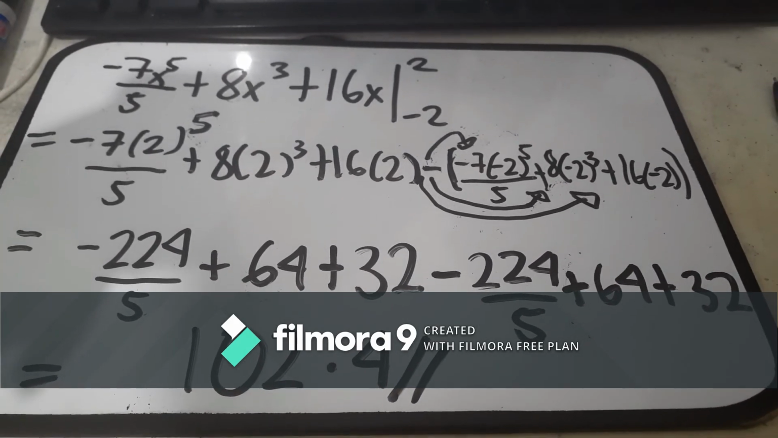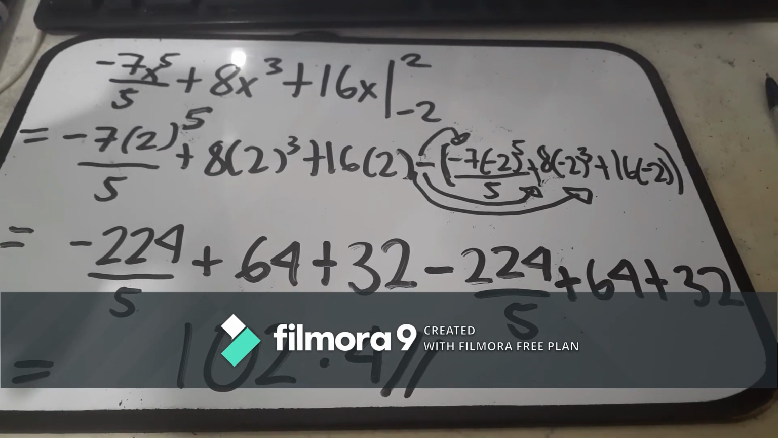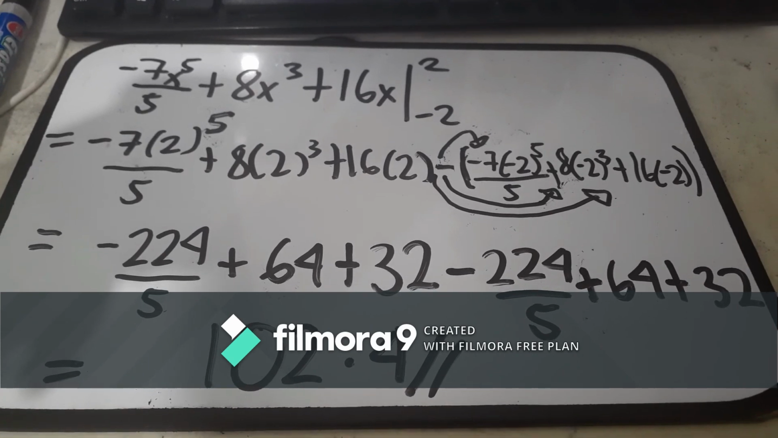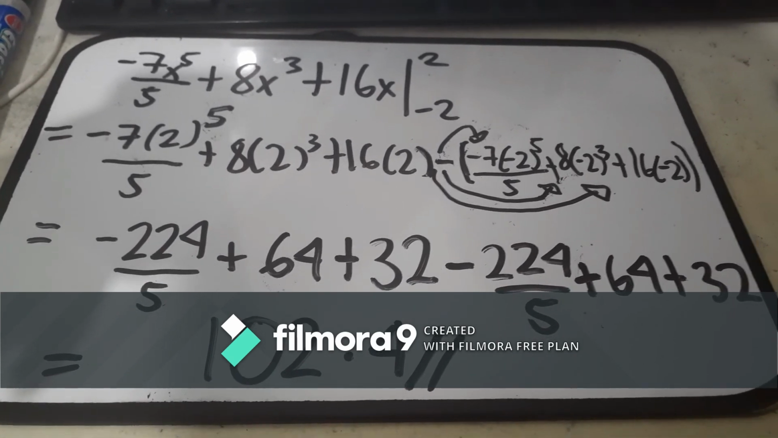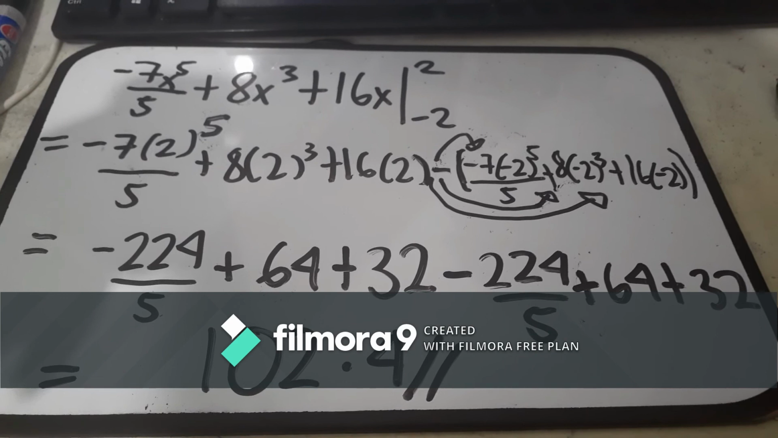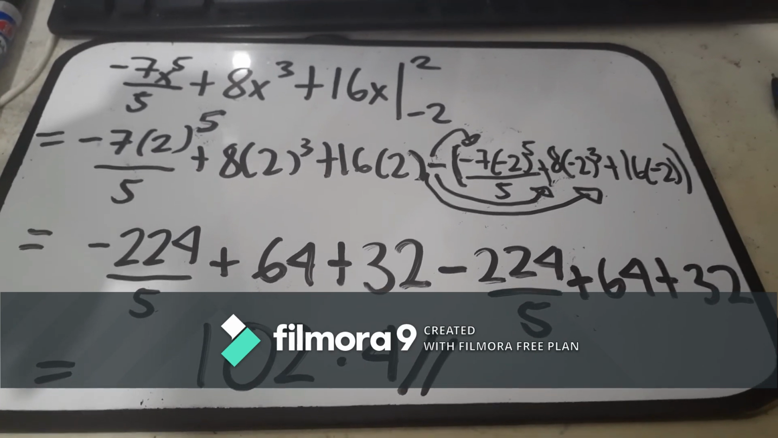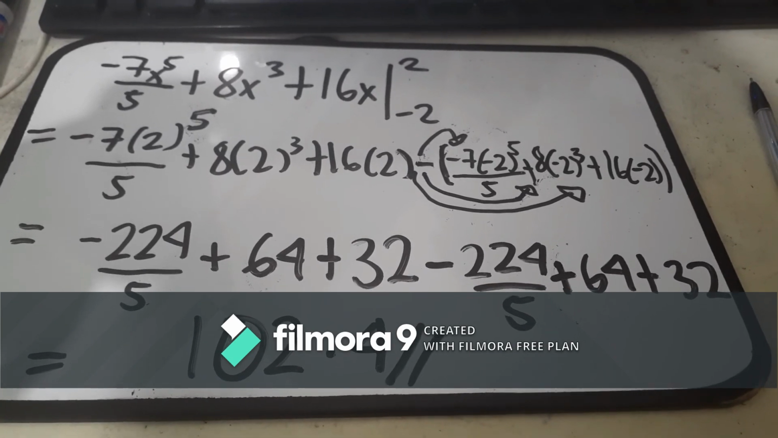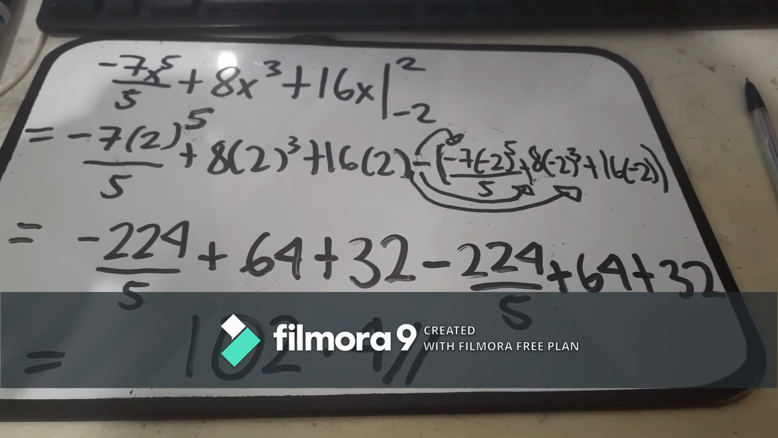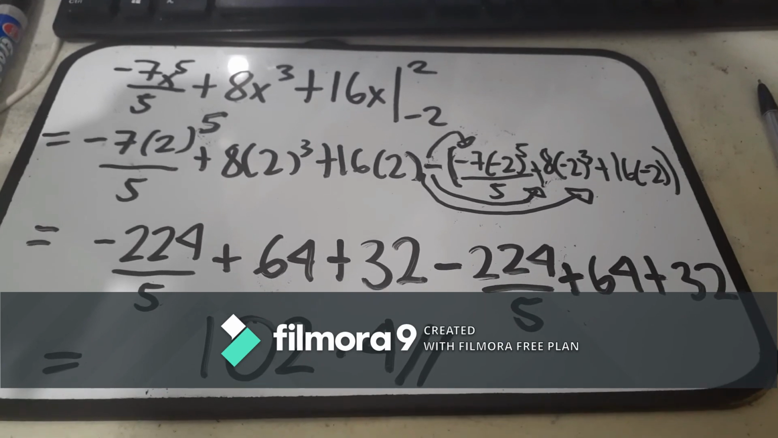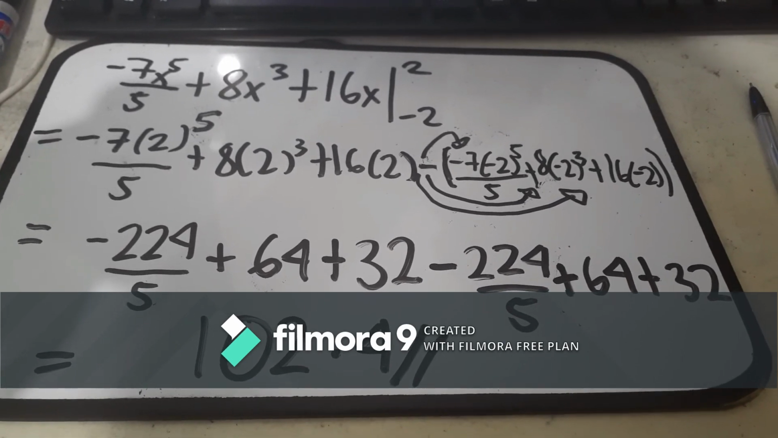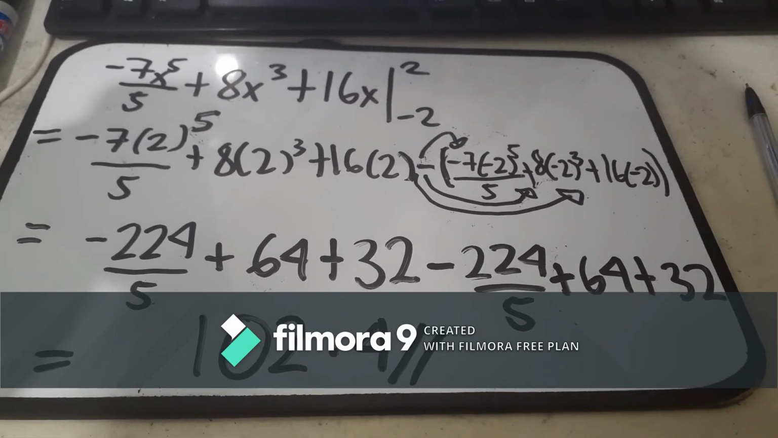And before proceeding, you need to distribute the sign. And after that, you will have negative 224 over 5 plus 64 plus 32 minus negative 224 over 5 plus 64 plus 32. If you add the like terms, you will have 102.4 as the final answer.